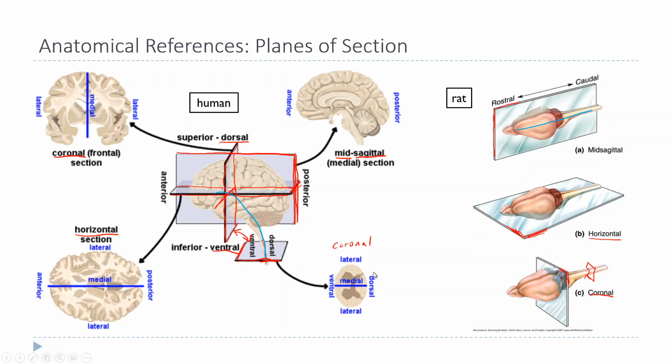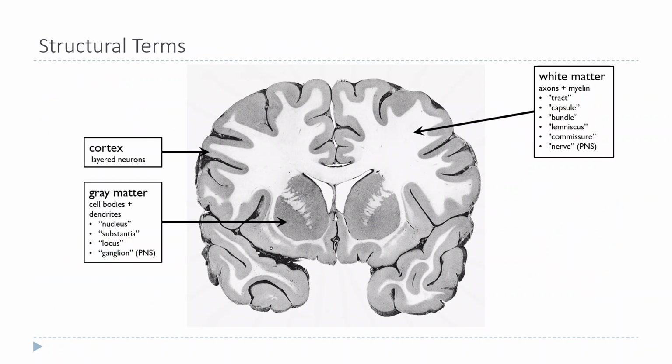So anyway, when you see pictures of the brain, it's useful to know these axes and know these planes, because the point of the section is to show you what the inside of the brain looks like, but you need to be able to tell what part of the brain you're actually seeing whenever you're looking at one of these sections.